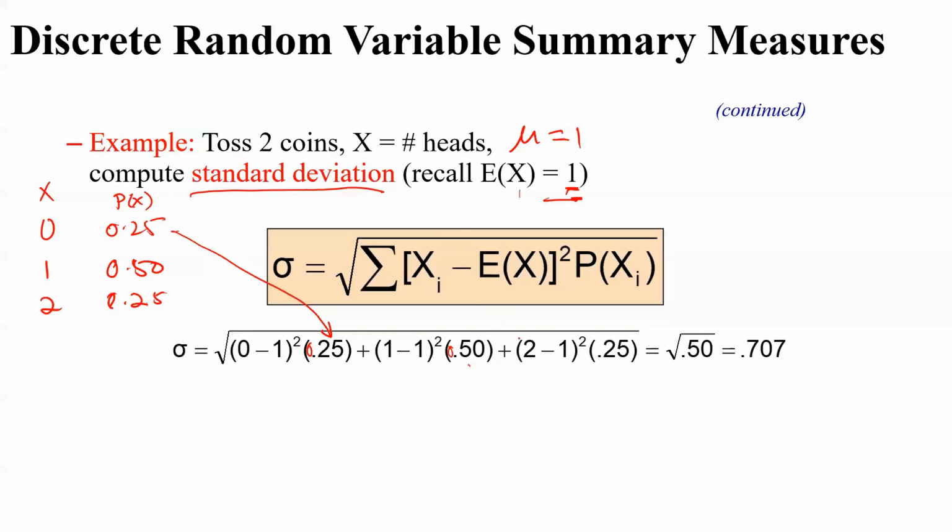You just substitute here. Plus 2 minus 1, the expected mean, whole squared, multiplied by 0.25, which you obtain from here. So you get 0.25, and altogether when you calculate and simplify, you get 0.50. If you square root the 0.50, then you get 0.707. So that is your standard deviation.